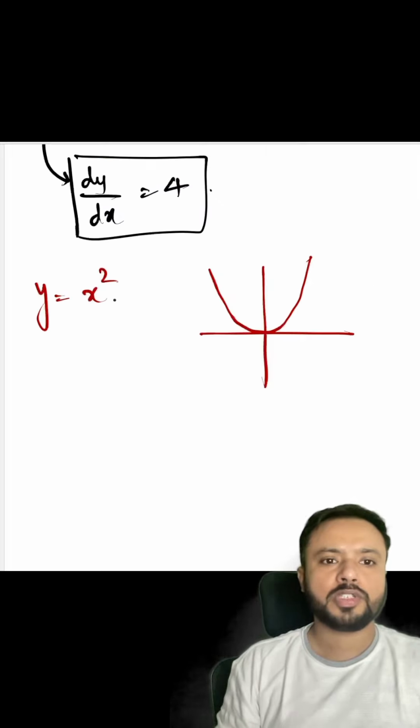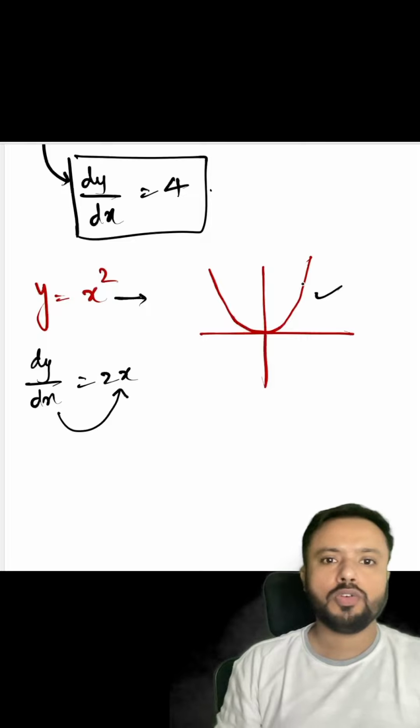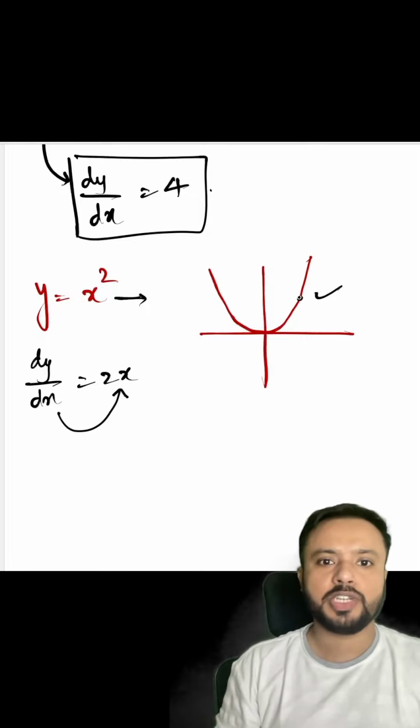Now let's assume another function, y equals x square, which on a graph represents an upward parabola. When I differentiate it, I get 2x. So we can clearly see that the derivative depends on x. And we all know that the gradient of this curve is not constant. It's changing at each instant.